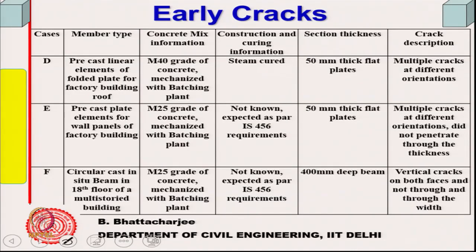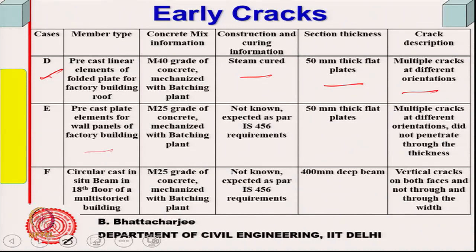This case D is of a precast linear element of folded plate for a factory building roof, and the thickness of the plates was 50 millimeter. These are steam cured M40 grade concrete, mechanized with batching plant. Multiple cracks at different orientations were seen. Actually, here the thickness was a major problem.